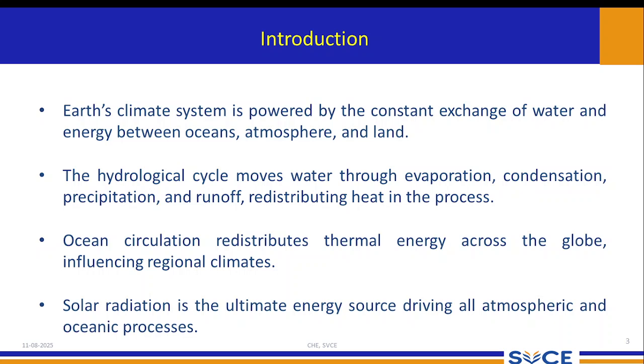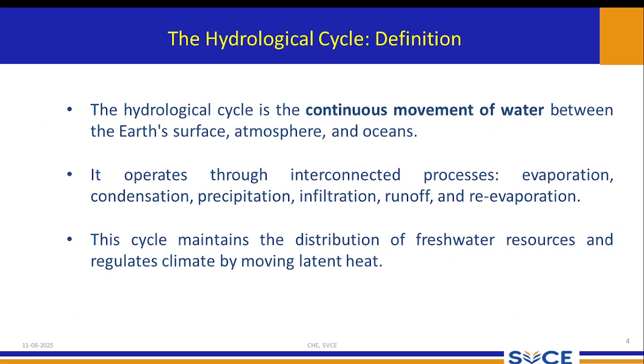Ocean circulation redistributes thermal energy across the globe, influencing regional climates. Solar radiation is the ultimate energy source driving all atmospheric and oceanic processes. From where does the heat energy come? The heat energy comes from solar radiation, which is the ultimate energy source. If the sun is not there, then imagine what will happen. All these processes stop.